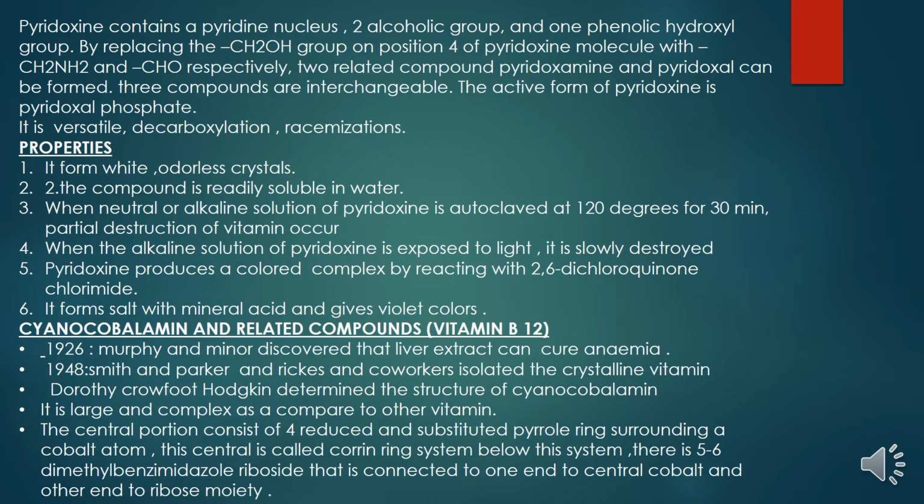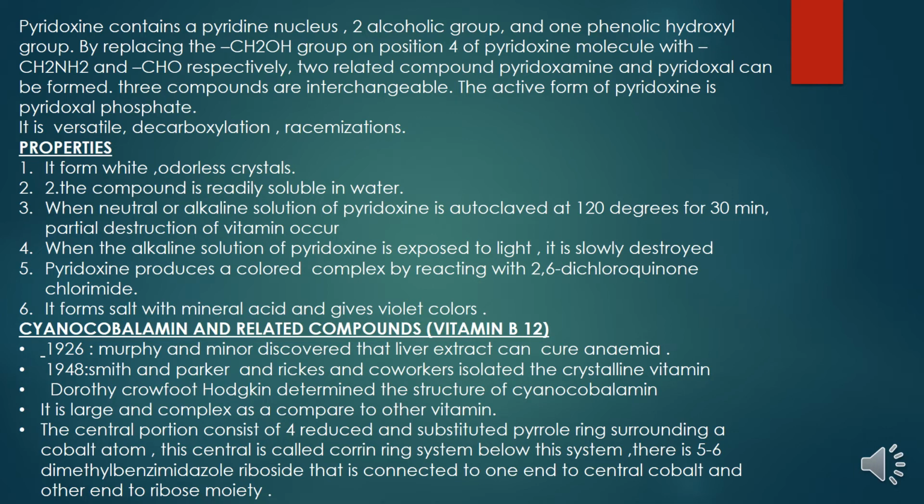When a neutral or alkaline solution of pyridoxine is autoclaved at 120 degrees for 30 minutes, partial destruction of the vitamin occurs. When the alkaline solution of pyridoxine is exposed to light, it is slowly destroyed, and pyridoxine produces a colored complex by reacting with 2,6-dichloroquinone chloramide. It forms salt with mineral acid and gives violet colors.